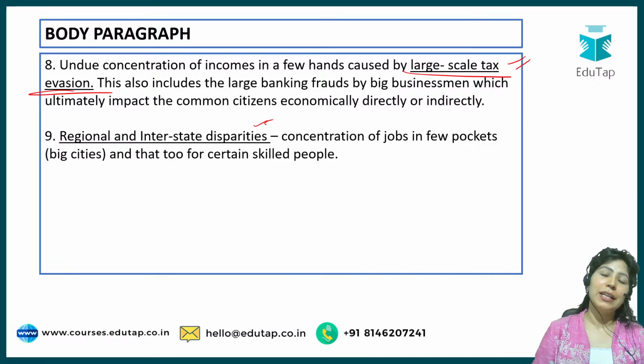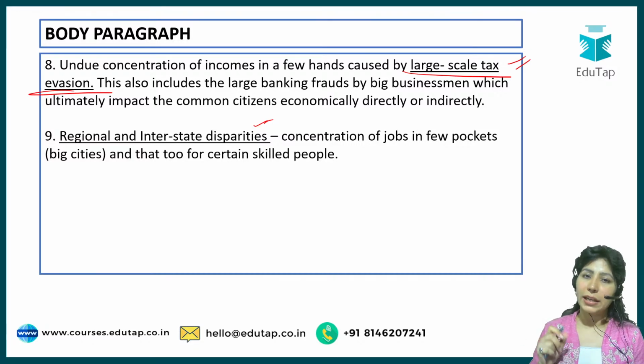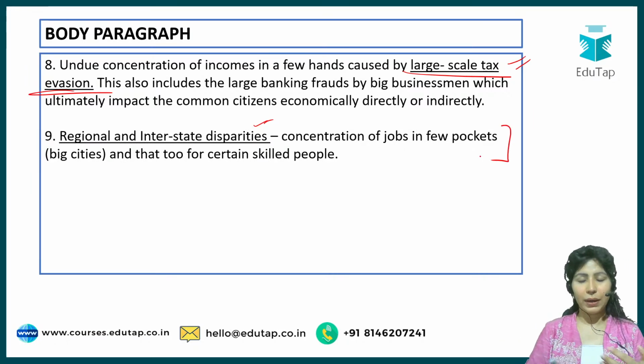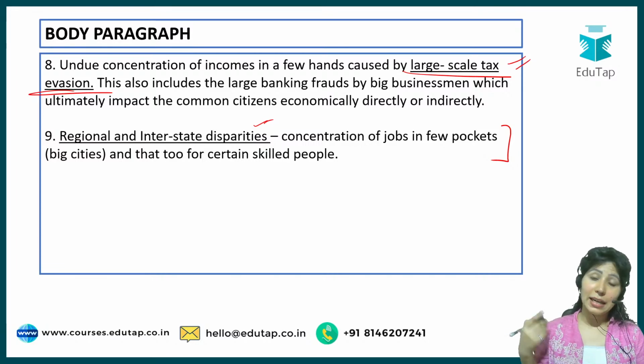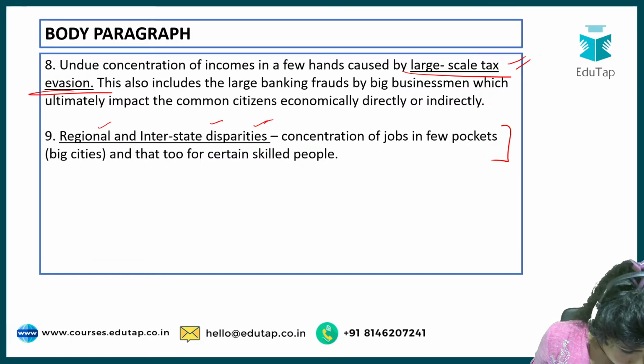Then you have regional and interstate disparities. If you're born in, let's say, a metropolitan, then there are higher chances that you will have access to good education and high paying jobs. But on the other hand, if you're born in a state which does not have good quality education available, and industrial development is not there, then people tend to enter that cycle of poverty again, from one generation to another. So there are regional and interstate disparities.